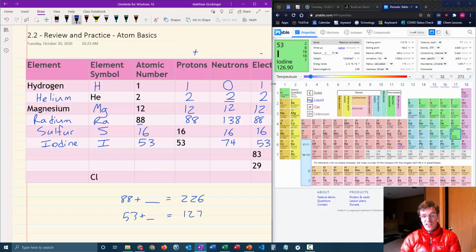Which is the element with 83 electrons? Well, remember, protons and electrons are the same. So that's going to be 83. Atomic number is the number of protons, so that's going to be 83. So we'll just find number 83. Looks like it's bismuth.